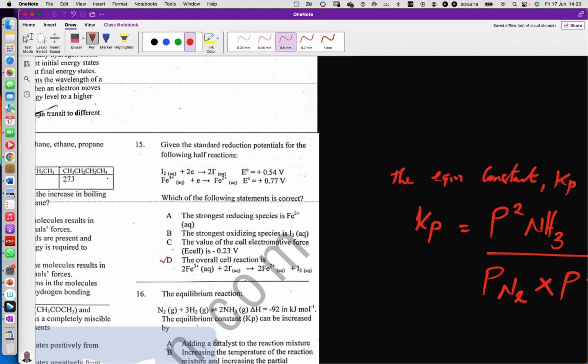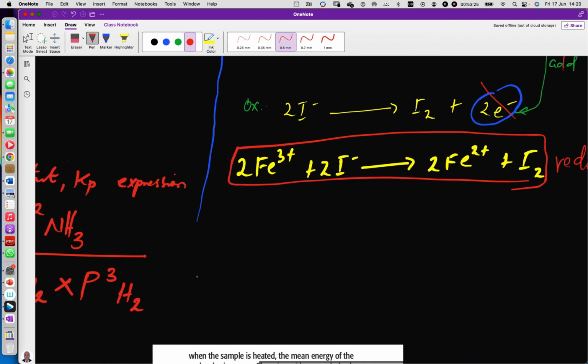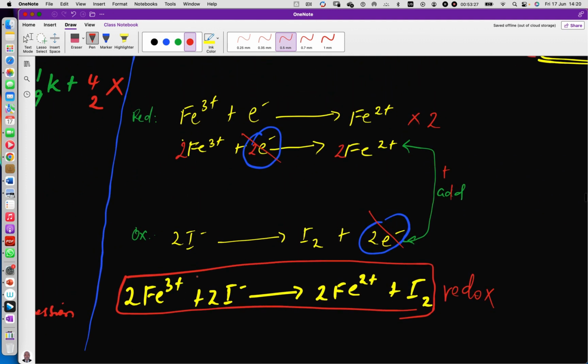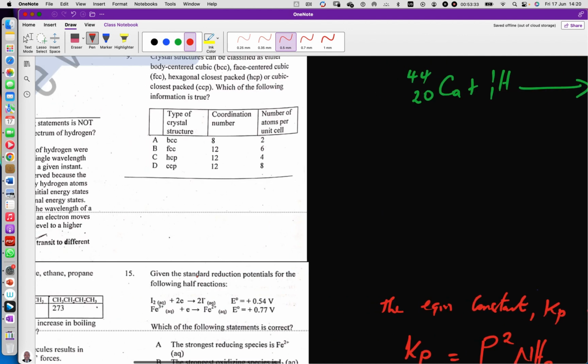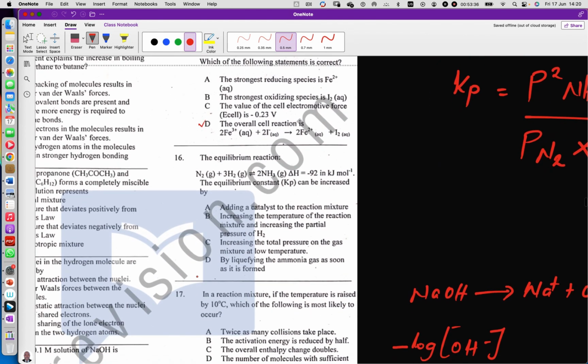This is a reaction. Which one of the statements is correct? So this is what is happening here. So D is what is happening here, based on what we have written. D is the right answer for number 15. Okay, let's proceed to number 16.